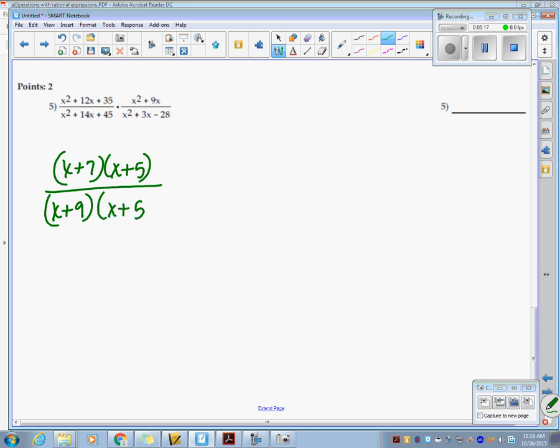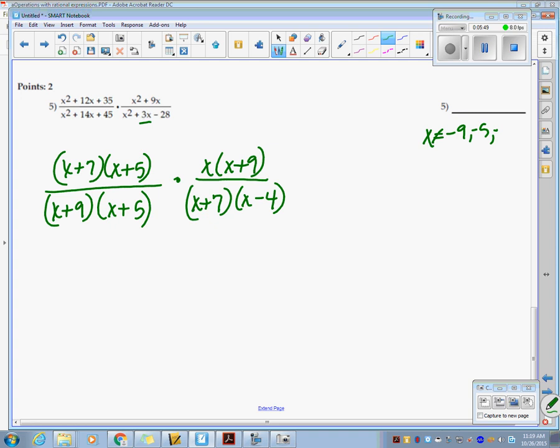And for the one on the left, it's x times x plus 9 over x plus 7 and x minus 4. Because the plus 7 and the minus 4 add to give me 3. So I'm at the point now where I have to give the exclusions. Again, you want to do that before you cancel. So x cannot be -9, -5, positive 4, and -7.